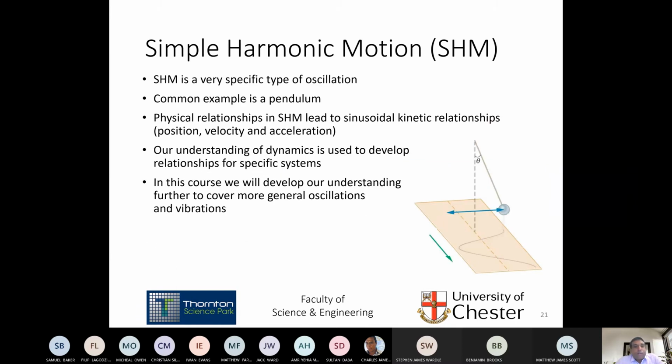Now let's move on to simple harmonic motion. So simple harmonic motion is a very special type of oscillation. A very common example is a pendulum. I'll show you a video that will explain this better.